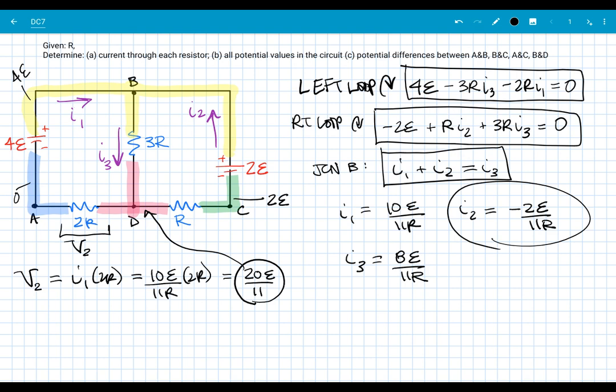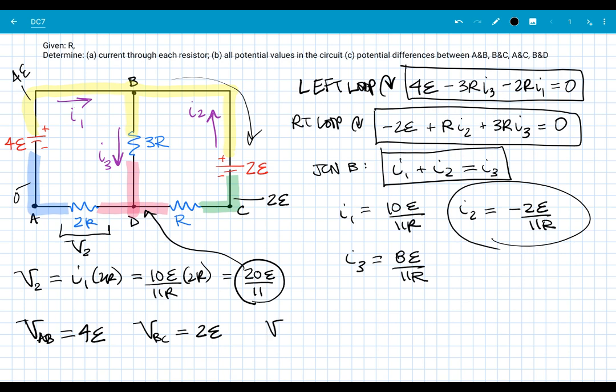So the potential difference between A and B, you can read that right off the diagram, right? So if I say potential difference between A and B here, that's going to be the difference between 0 and 4E. So that's just the height difference between the two. The potential difference between B and C, again, the only thing that sits in between B and C, if you follow kind of that route, getting from B to C, is the 2E battery. So the difference there is just 2E.